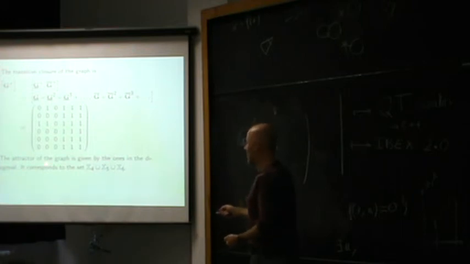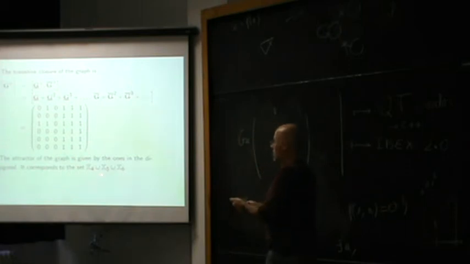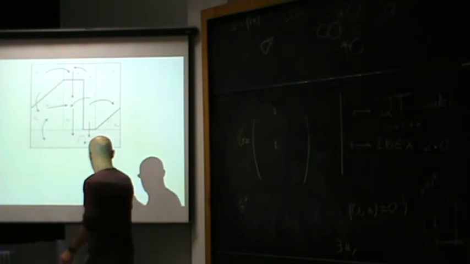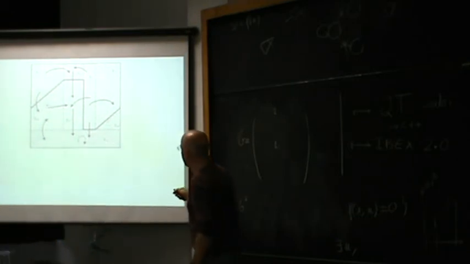So what I can prove here is that the attractor is given by the diagonal, so 1, 2, 3, x4, x5, x6 will correspond to this set. So what I was able to prove is that if I am here, I will converge to here. So this set is an attractor.